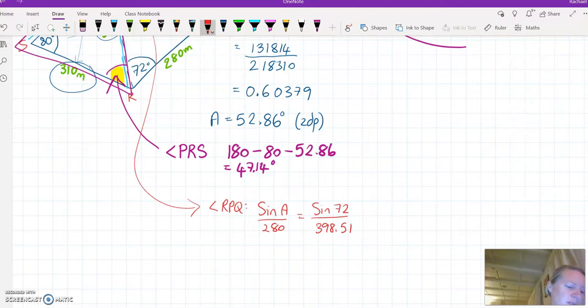Sine of 72 equals, divided by 398.51 equals, times 280 equals. So we're up to this part, sine A is 0.668. So A, shift sine of our answer, must be 41.93 degrees. Okay, 41.93 degrees.